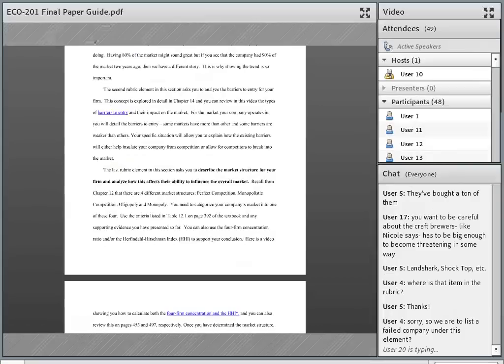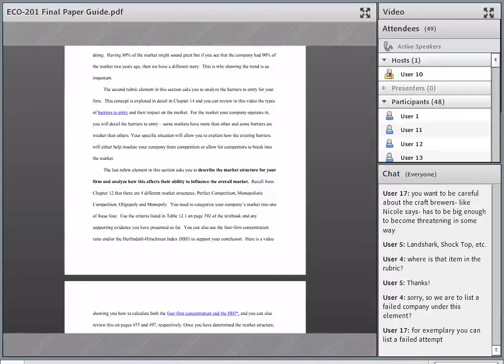But the last one in overall market is asking you to describe the market structure for your firm and analyze how this affects their ability to influence the overall market. So market structure, we're learning a lot about that this week, where we're introduced to perfect competition, which is most likely not going to be any of your companies because they all have popular brands that we know well, so they couldn't really be perfect competition.